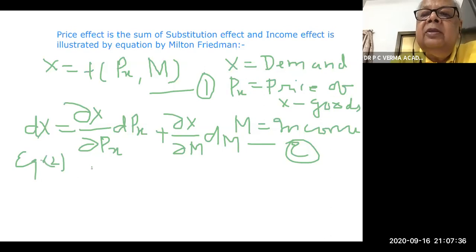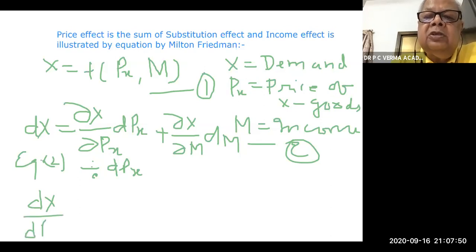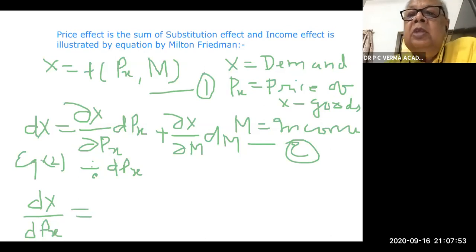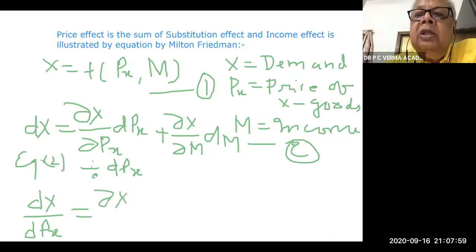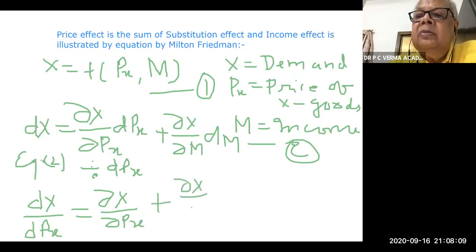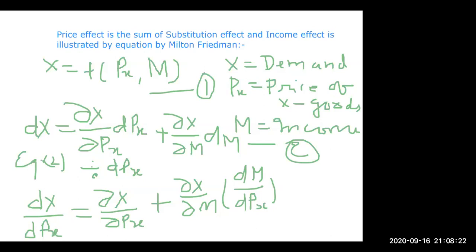Equation 2 divided by dpx. Then we will have dx by dpx equal to, dpx will be cancelled in the first term, so we will have del x by del px plus del x by del m, and we will have dm by dpx. We divide it by this.